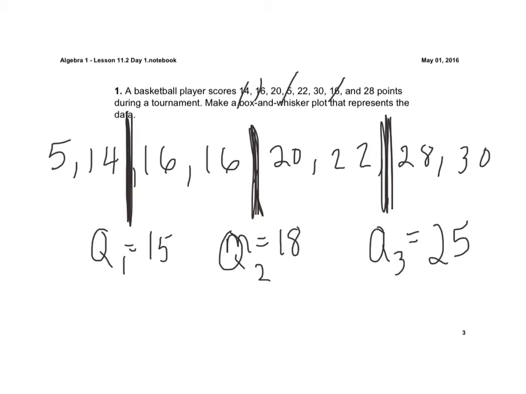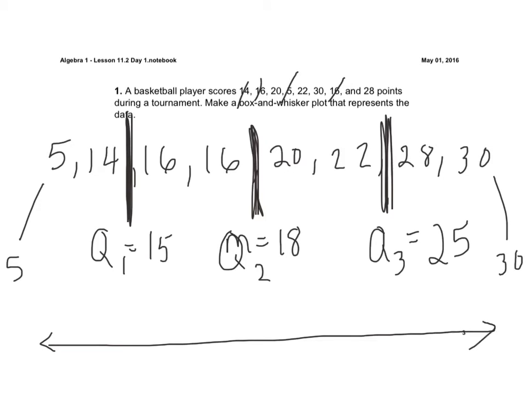And my least value is 5, and my greatest value is 30. So there's everything we need. So what we would do is create a box and whisker plot, but we do that by first making a number line.